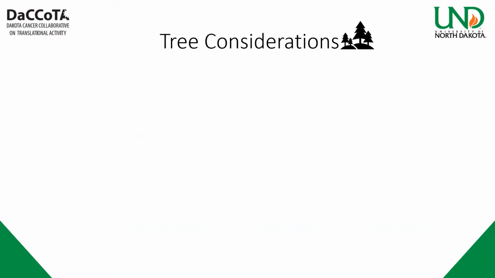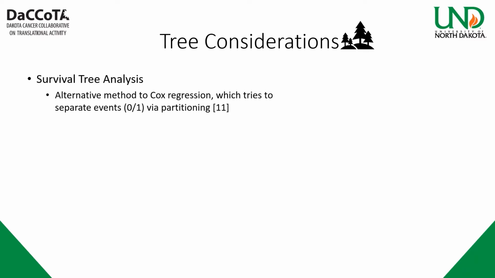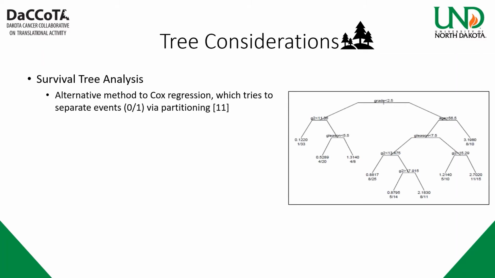Now that we've gotten regression under our belt, let's turn to tree considerations. The more basic is survival tree analysis. It's an alternative method to Cox regression, which separates our events via partitioning rather than a linear regression, or I guess in the case of parametric, nonlinear regression. So this is a typical looking tree.